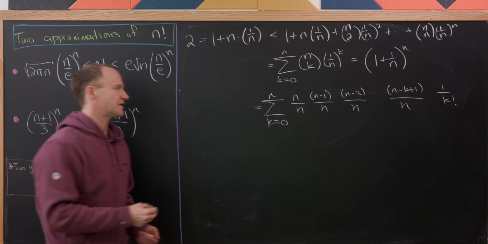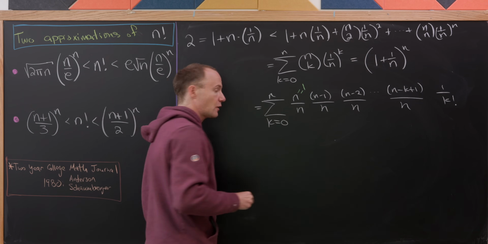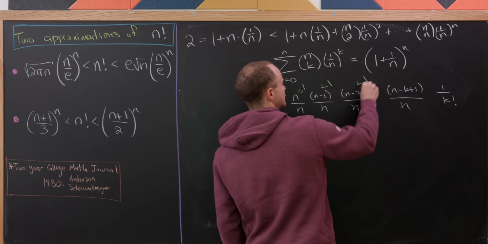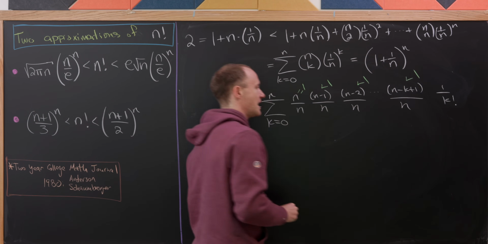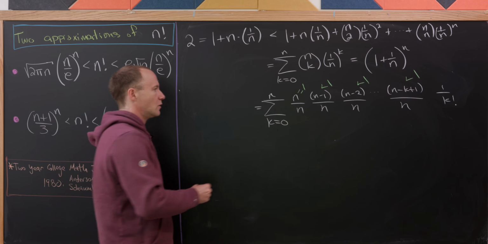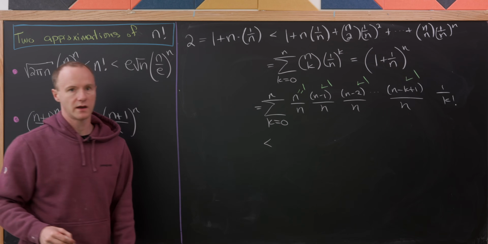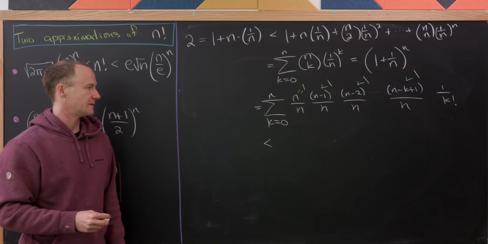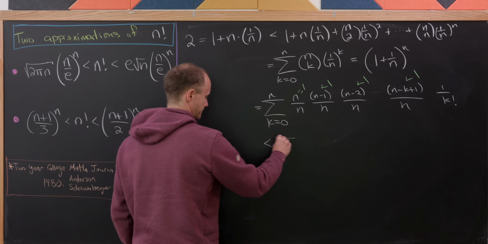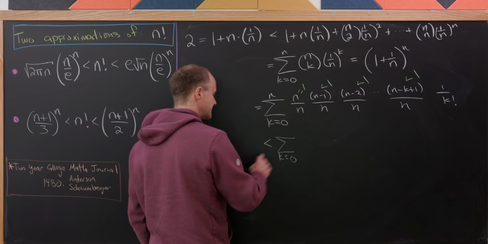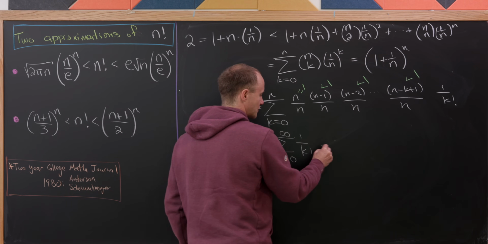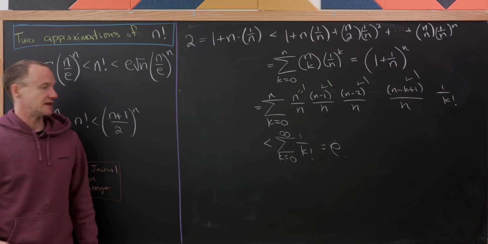But now let's look at this. This n over n is equal to 1. This n minus 1 over n is less than 1. This n minus 2 over n is less than 1. All the way up there, that n minus k plus 1 over n is less than 1. So we could just replace all of those with 1 and we'll pick up an inequality. So I'm going to do that and simultaneously make this into an infinite sum. So this is less than the sum as k goes from 0 up to infinity of 1 over k factorial, which is defined to be e.